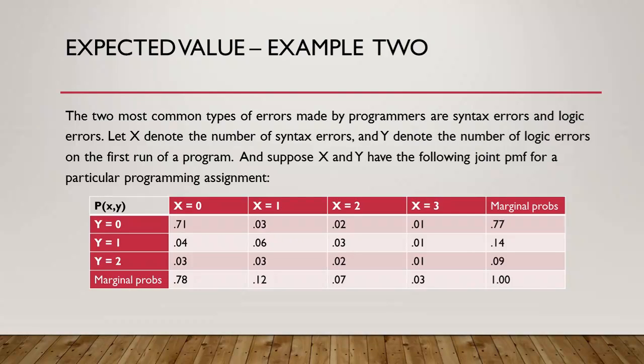So we have two common types of errors that computer programmers make. Syntax errors and logic errors. So if we're going to call x the number of syntax errors and y the number of logic errors on the first run of a program, then this is our joint probability mass function for a particular programming assignment.